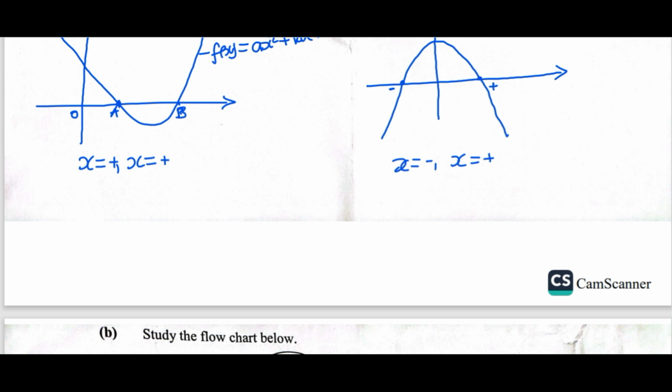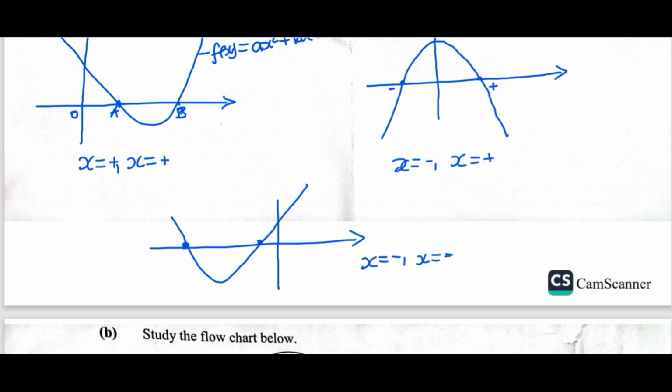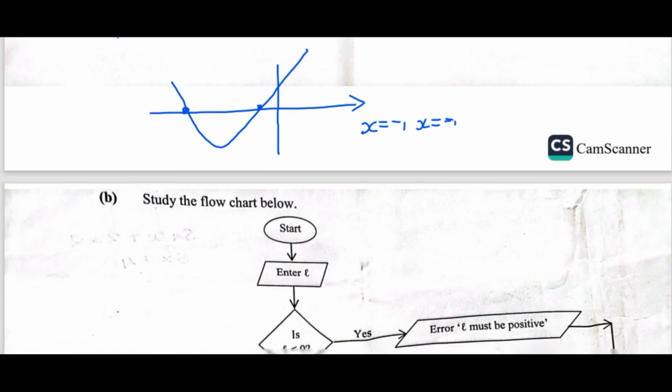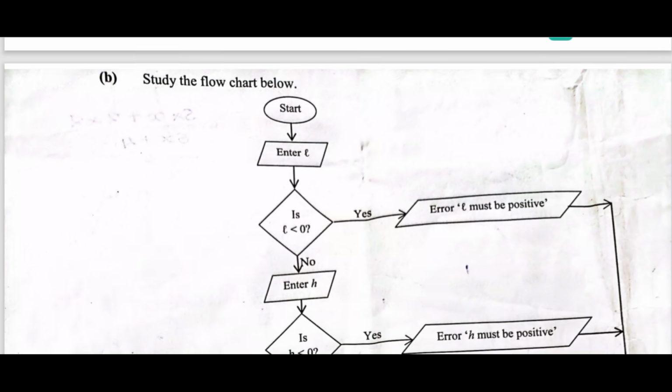Then for the other one, if you want to have the negative coordinates, we are going to have it like this. So to summarize, we are saying the solution of a quadratic equation can be all positive, or all negative, or positive and negative. Now let's have a look at question B.